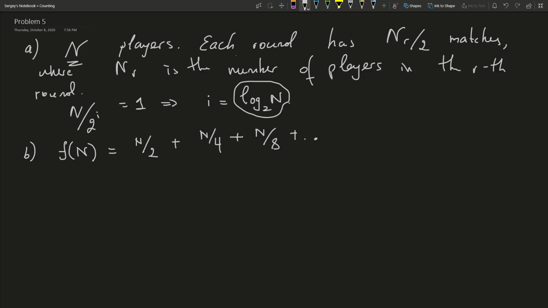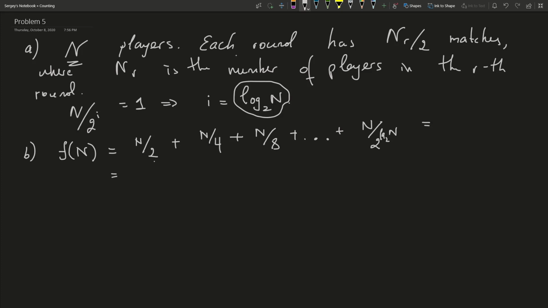And so on, until there's only one match left. As we can see, the denominators are increasing powers of 2, so the question is, what power of 2 gives us 1? How many rounds did we say we had? We said we had log base 2 of n rounds, so this is going to be 2 to the log base 2 of n.